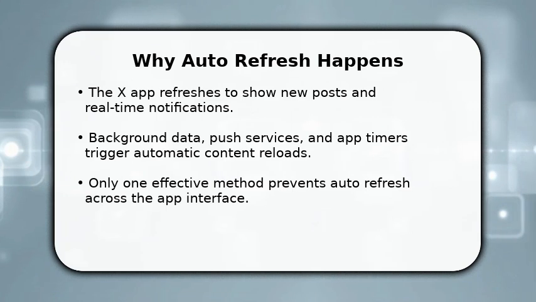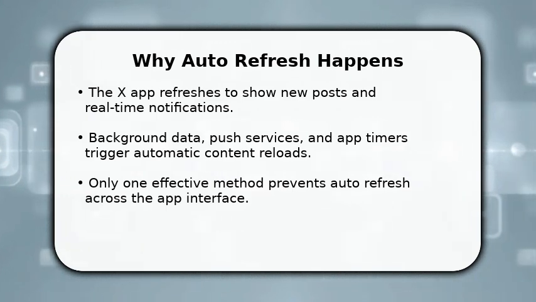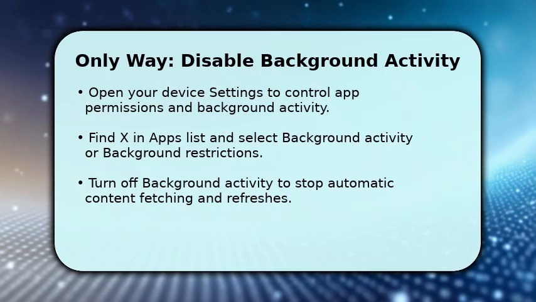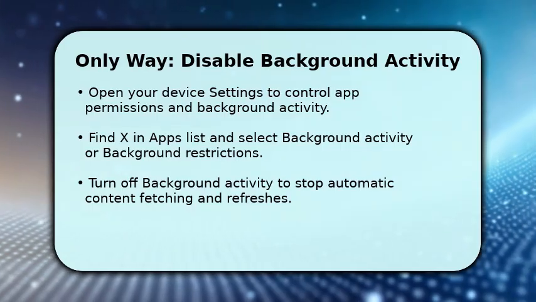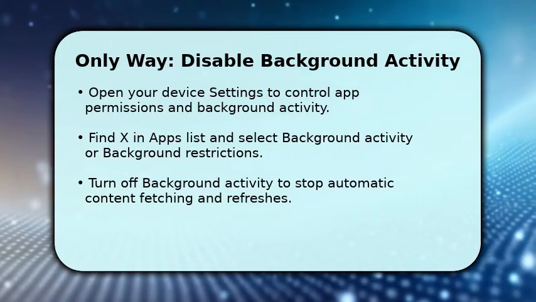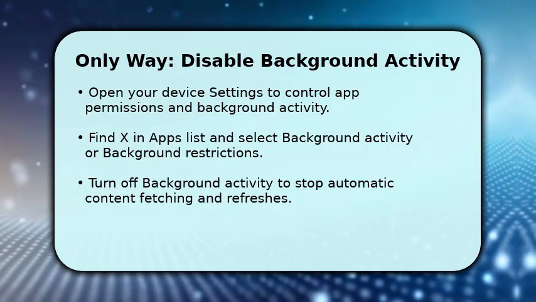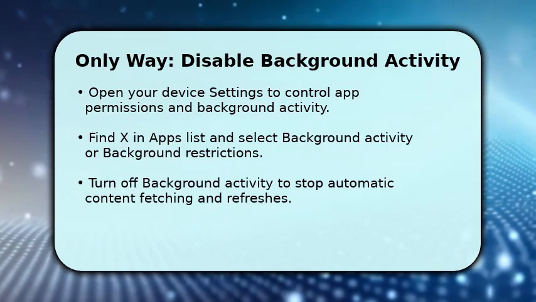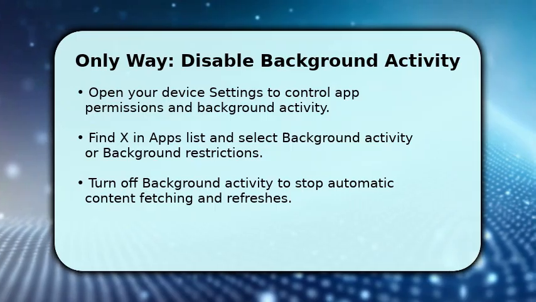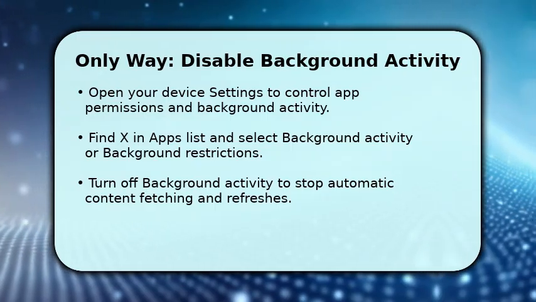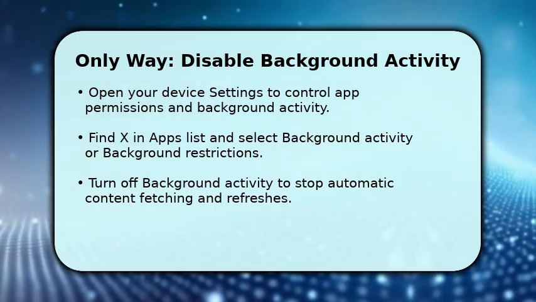Open your device settings to control app permissions and background activity. Navigate to Apps or Applications and locate X in the installed list. Tap X, then choose Battery or Background Usage to find background activity or background restrictions. Toggle off background activity to prevent the app from running in the background and fetching new content.